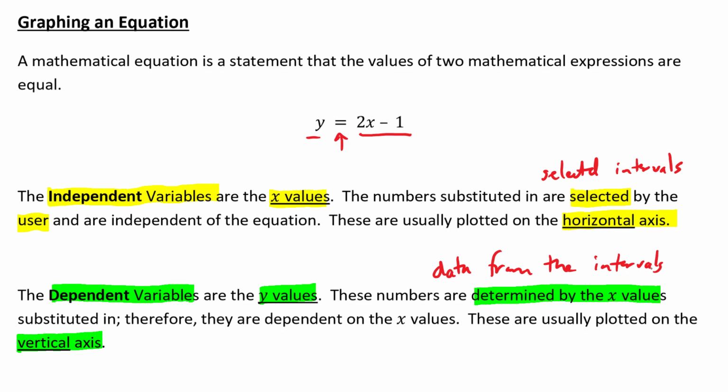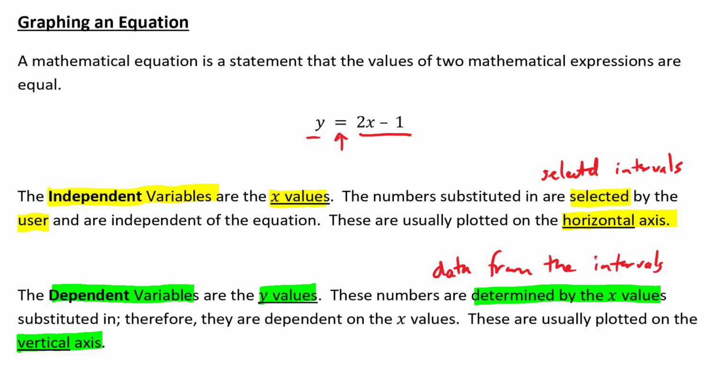What you're changing is the independent variable. It's independent of the experiment because you're choosing it. It goes on the x-axis or the horizontal axis. The dependent variable depends on what you choose. It depends on the experiment. We select an x value, we measure a y value. These are plotted on your y-axis or your vertical axis.